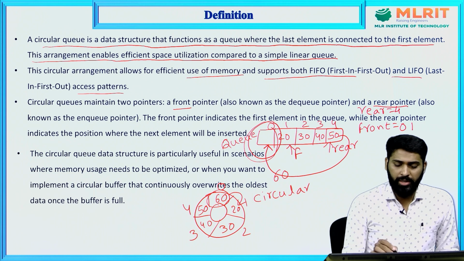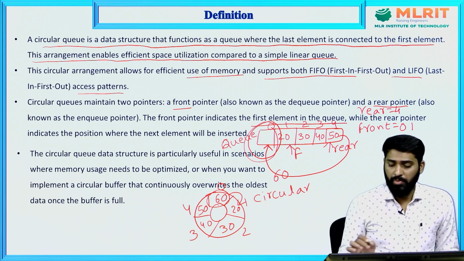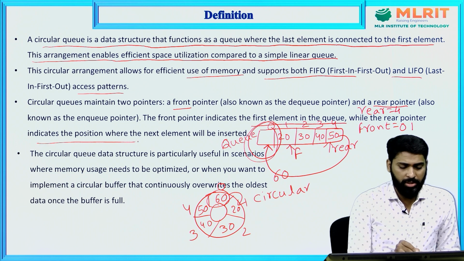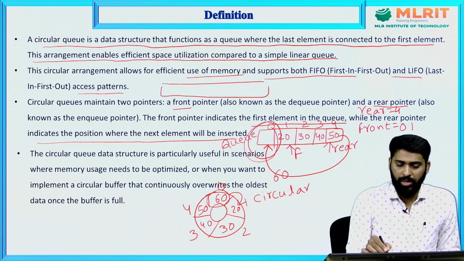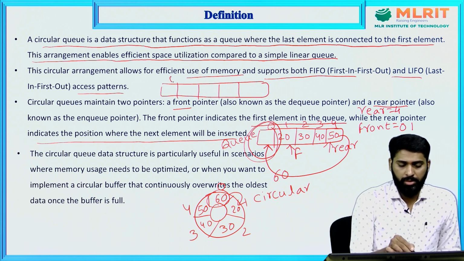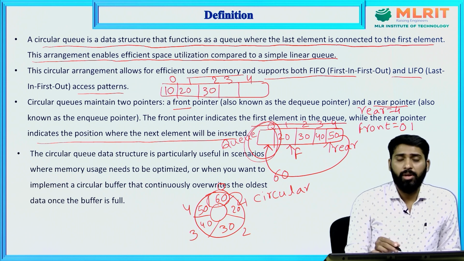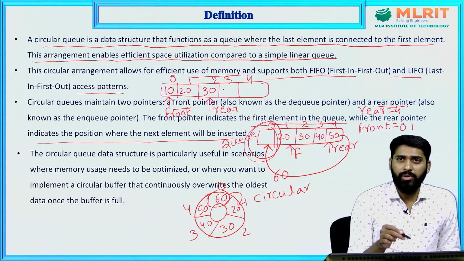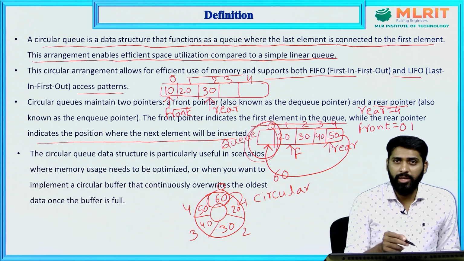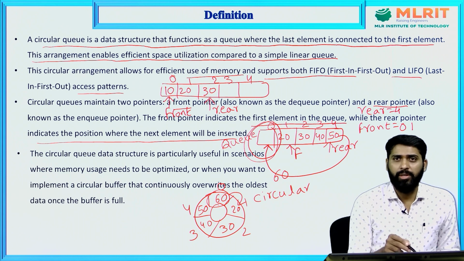The front pointer indicates the first element in the queue, while the rear pointer indicates the position where the next element will be inserted. Let us assume this is the array, 0, 1, 2, 3, 4, with these numbers. This is the rear and this is the front. If I want to insert any element, I insert at the rear end. If I want to delete any element, I use the front pointer, that is the front end.